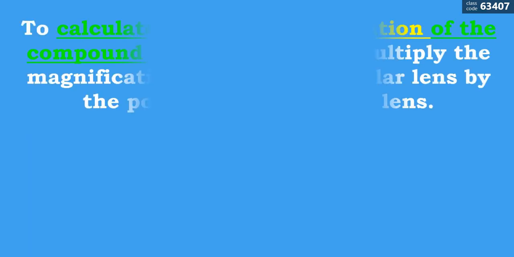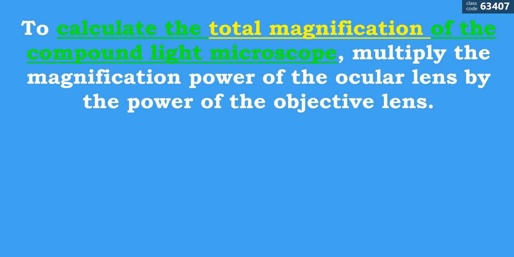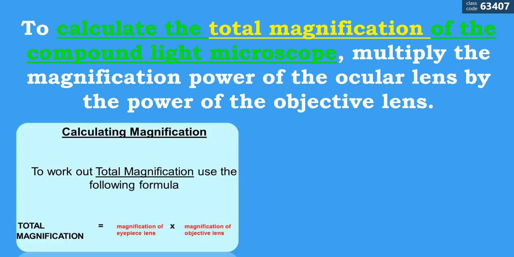Okay, let's move on. To calculate the total magnification of a compound light microscope, you need to multiply the magnification power of the ocular lens by the power of the objective lens. So, by formula, we have total magnification is equal to magnification of eyepiece or the ocular lens times the magnification of the given objective lens. So, the magnification of the objective lens will change, depending on use. But the magnification of the eyepiece lens is always 10x.